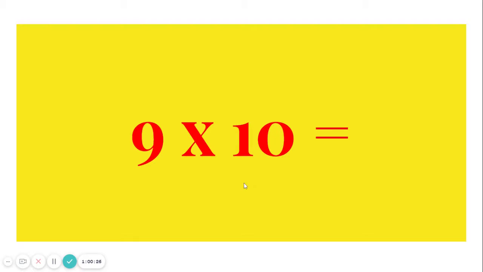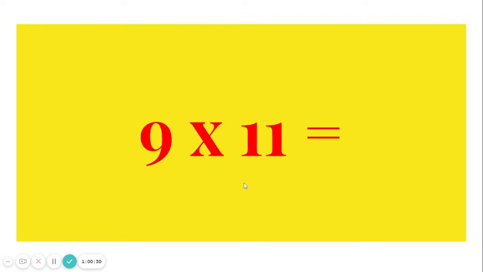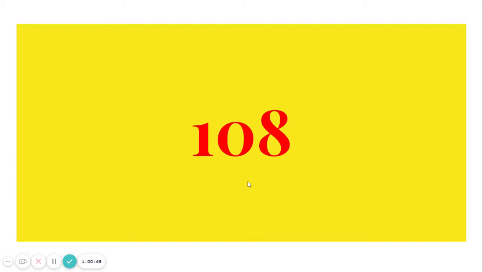9 times 10, put a sticker on the end, 90. 9 times 11, write it twice. 9 times 12, bust it apart, a 10 and a 2. 9 times 10 is 90. 9 times 2 is 18. Add them together, 108.